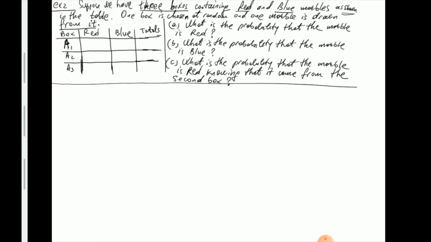So we're going to call those boxes A1, A2, A3. And then let's say A1 contains 5 red marbles and 10 blue ones. And I'm going to put the total here because I'm going to have to compute the probabilities as well. So we're going to have 15 total marbles. In the second box, we have 2 red, 6 blue. So we have 8 total. And let's say in the last one, we have 10 red and 2 blue marbles for a total of 12 marbles.